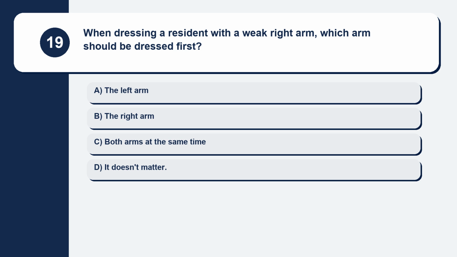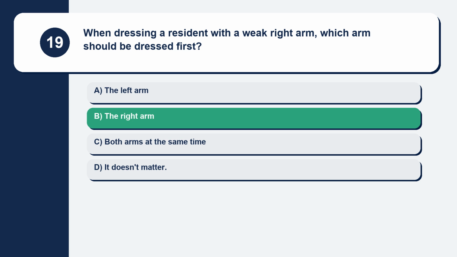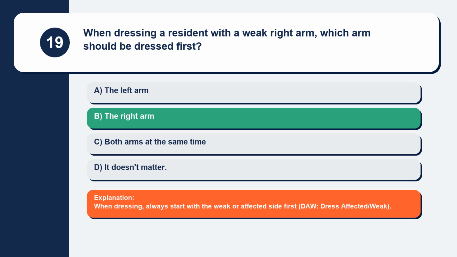Question 19. When dressing a resident with a weak right arm, which arm should be dressed first? The left arm, the right arm, both arms at the same time, it doesn't matter. When dressing, always start with the weak or affected side first. Dress affected, weak.